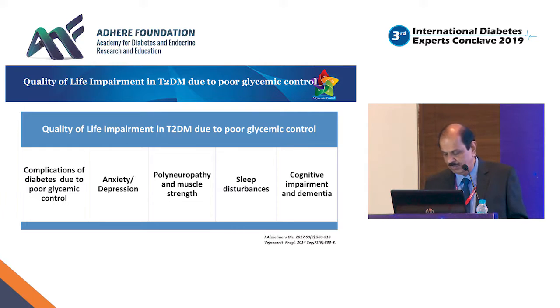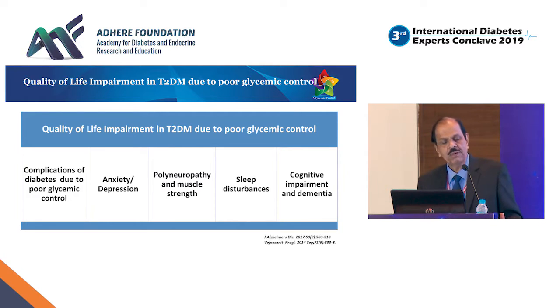So therefore, the quality of life in patients with diabetes is impaired because of poor glycemic control, because of the complications of diabetes due to poor control, the anxiety and depression. When they think of the future, they get anxiety. When they think of the past, they become depressed. There's a polyneuropathy and muscle strength loss which makes them incapable of walking, balancing, and they tend to fall. Sleep disturbances are very common, again because of change of neurotransmitters in the brain, and cognitive impairment is also very common. That's called diabetic dementia.